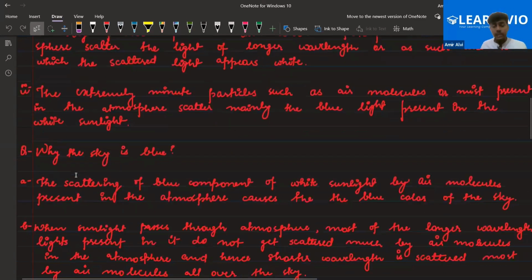So this is a very common example again in the exams. Why is the sky blue? The sky is blue due to the scattering of the blue component of white light by air molecules present in the atmosphere, which causes the blue color of the sky.